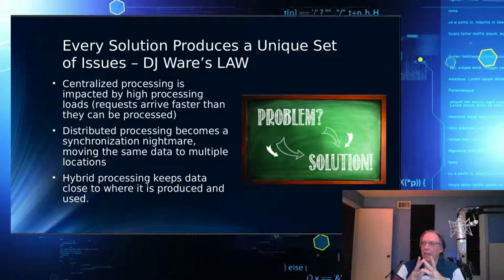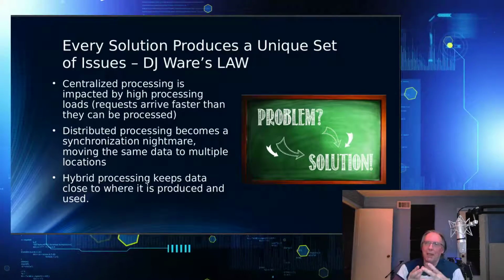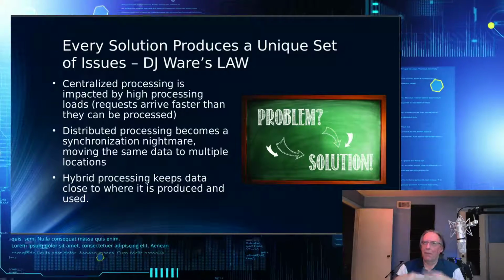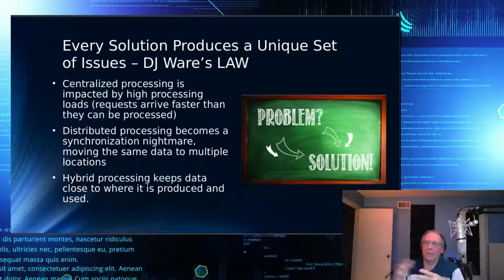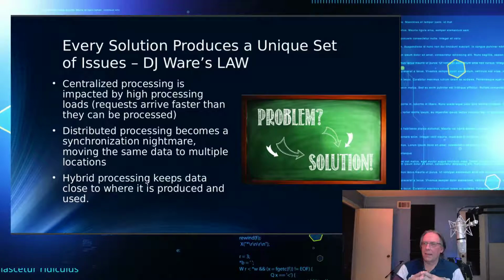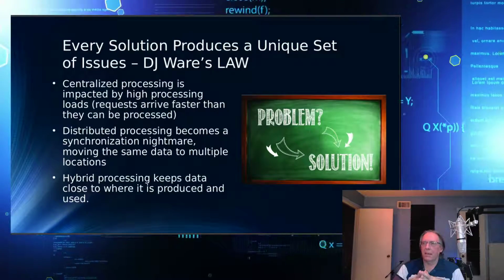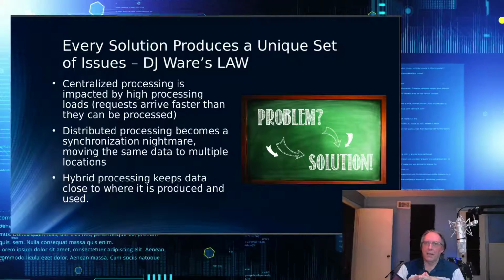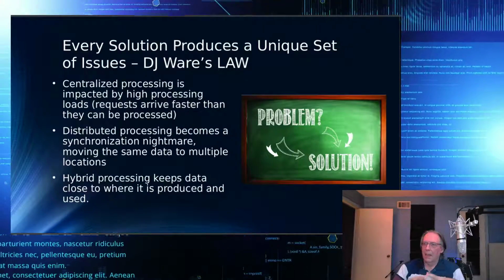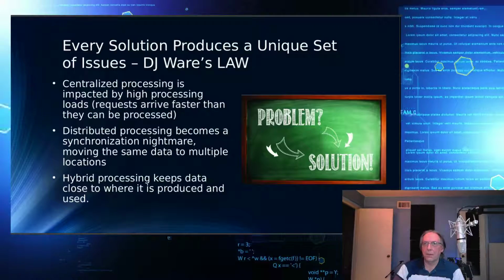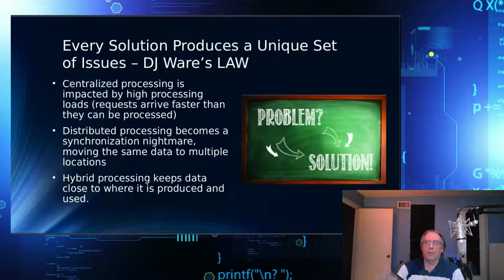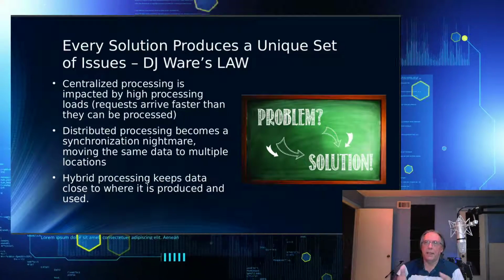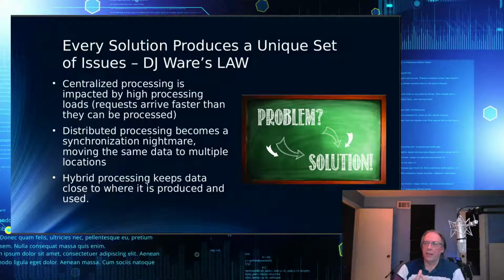But every problem comes with a solution. That's my law. Every time we come up with something new, we create a new problem that we have to solve. Centralized processing is impacted by high processing loads. We talked about that. Distributed processing is a synchronization nightmare, and it just becomes total chaos. Hybrid computing keeps the data closer to the user and still maintains the ability to process and maintain data for all of the machines to share. Best choice.